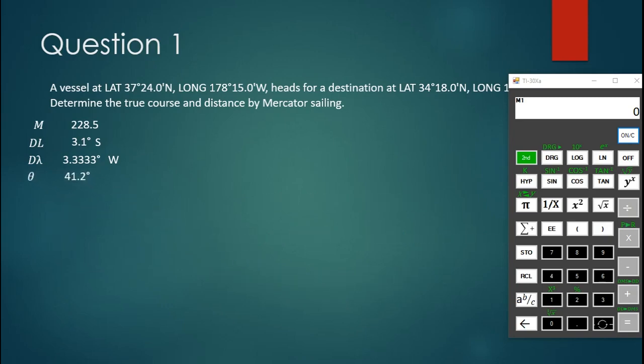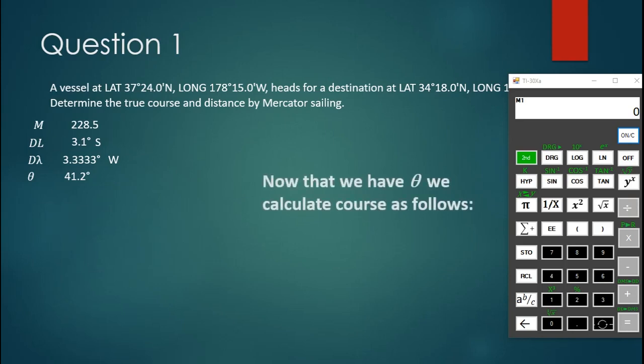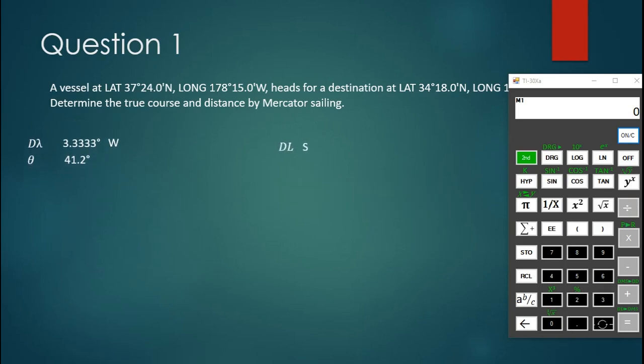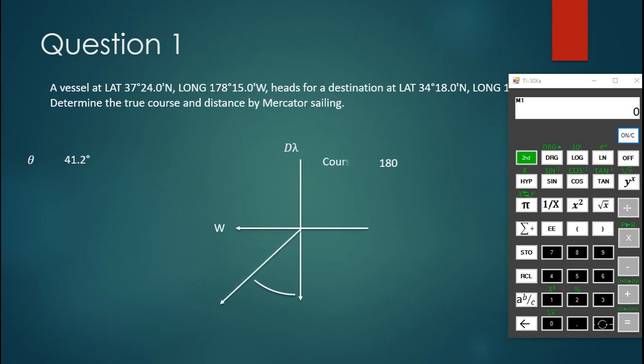And now that we have theta, we can get the course, and it's the same way we got the course in our mid-lat sailings. Our D latitude is south, and our D lambda is west. So going from 180 to 270, we are adding. We're going to add theta to 180.